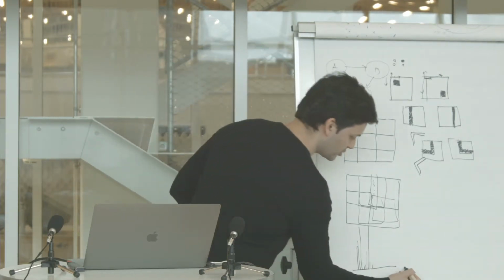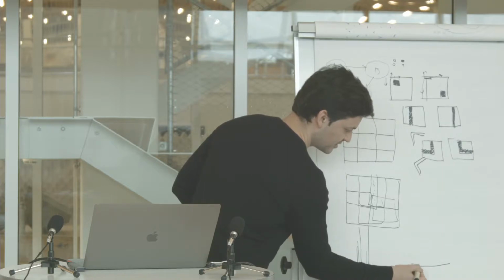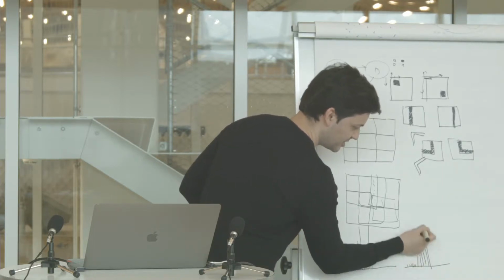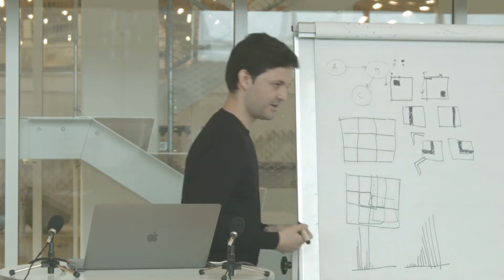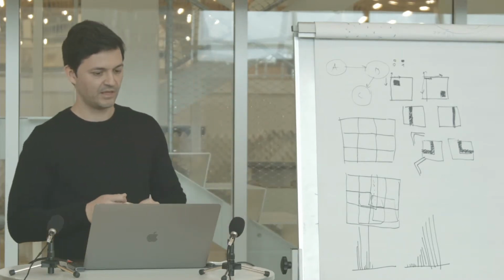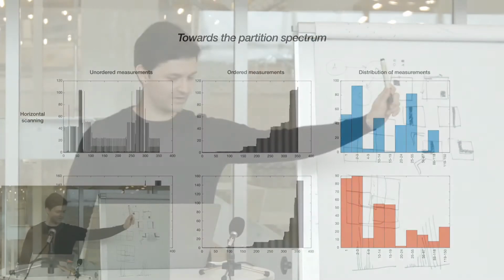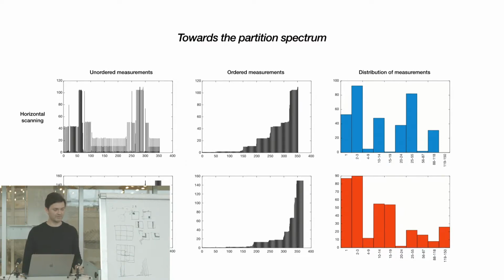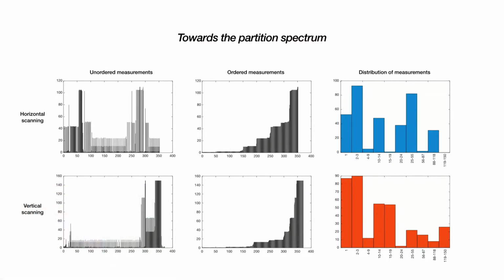And then what you can do, you can also sort this list from the smallest to the bigger ones, so that the largest ones are on the right, yeah? So top one is for the horizontal, bottom one is from the vertical scanning. And now what is this thing on the right?